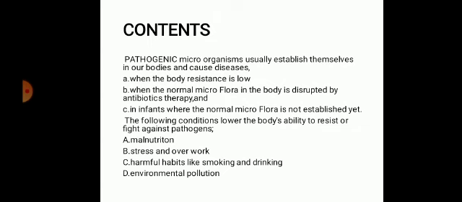Content. Pathogenic microorganisms usually establish themselves in our bodies and cause diseases. How do they do that? When the body resistance is low, when the normal microflora in the body is disrupted by antibiotic therapy, and also in an infant where the normal microflora is not yet established. Those are the ways in which microorganisms can establish themselves in the body.